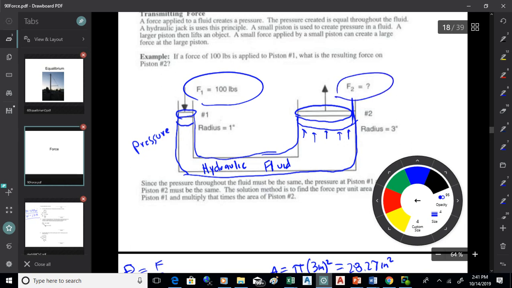So what we'd like to know here is if we've got a 1-inch radius piston on the left and a 3-inch radius piston on the right, and we push down with 100 pounds, how much force up will we get?